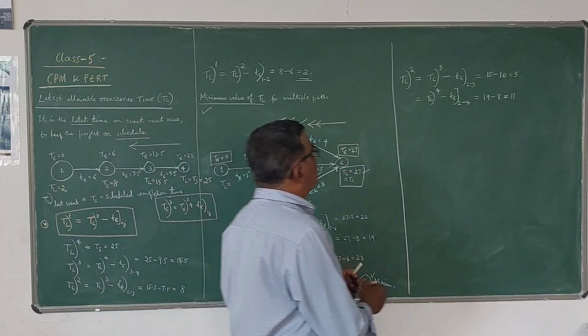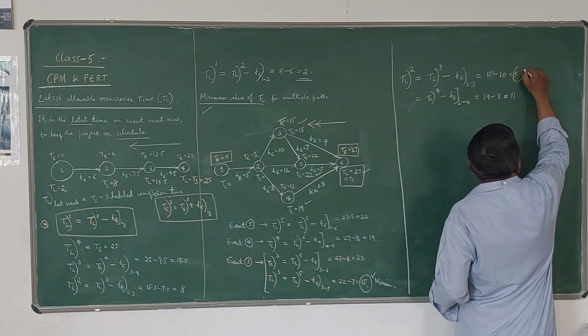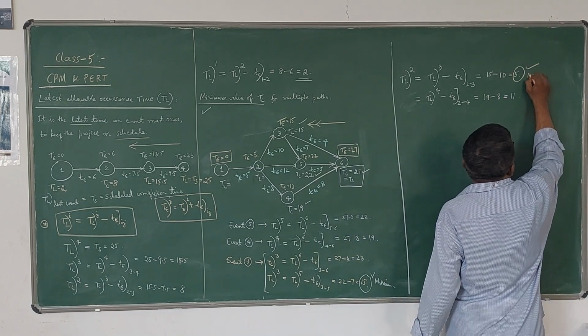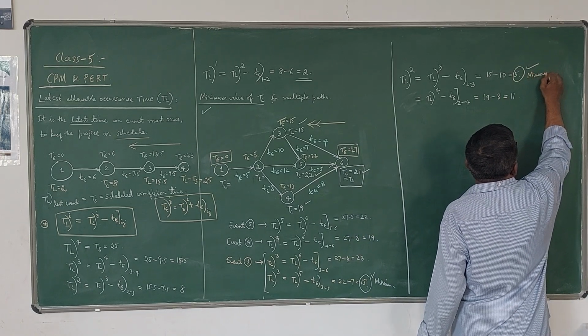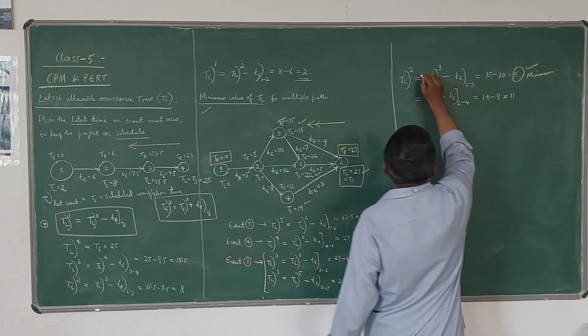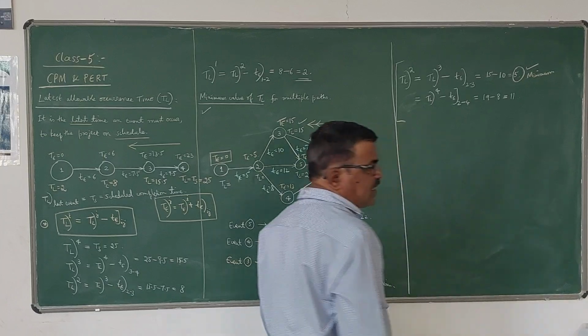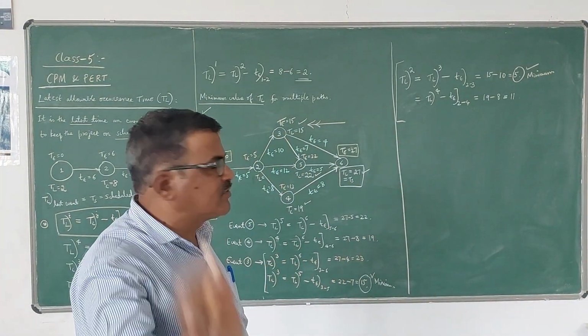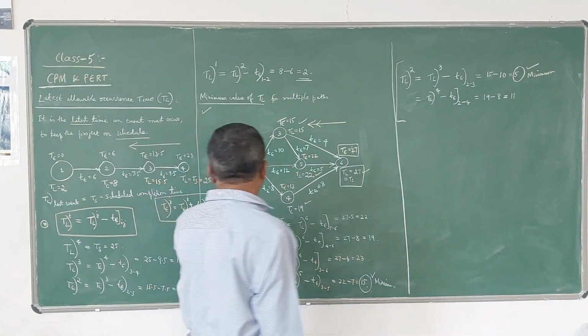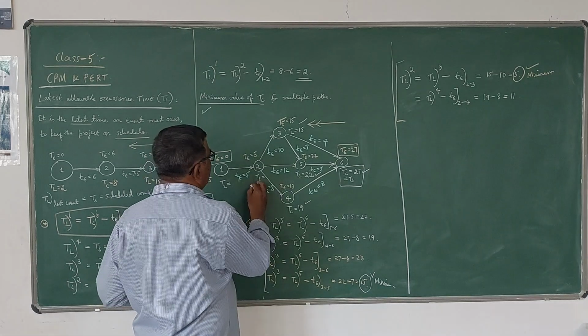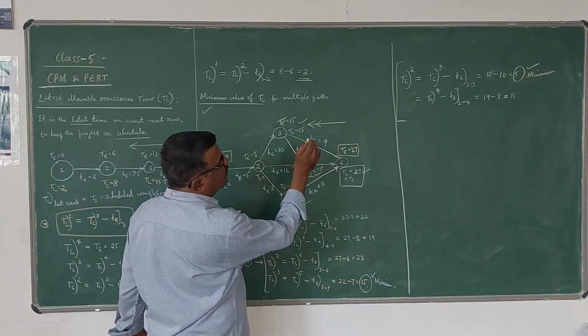Among these two, the minimum is 5. This we have to take for further computation. So whenever you have 2 or more values, we have to take the minimum value here, whereas when you are finding TE, you have to take the maximum value. Now we got TL for event 2, which is 5.